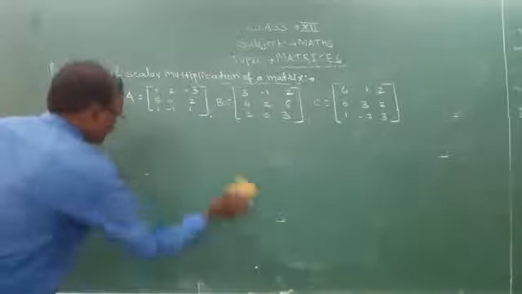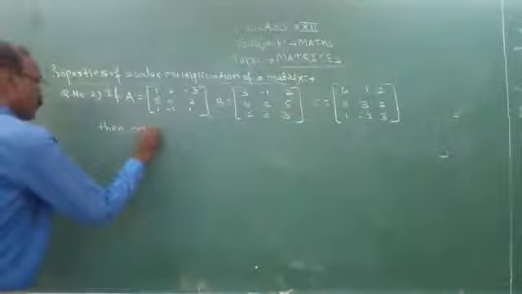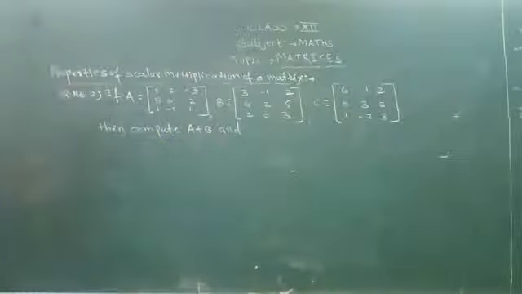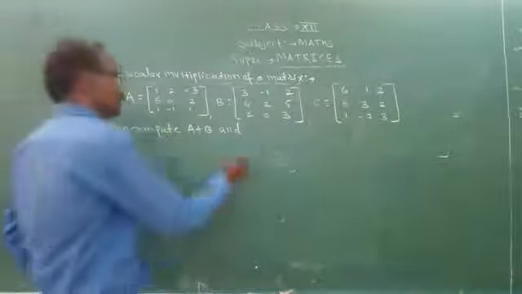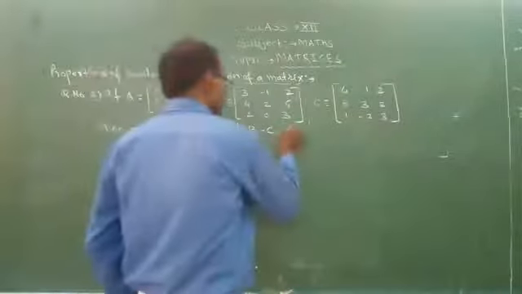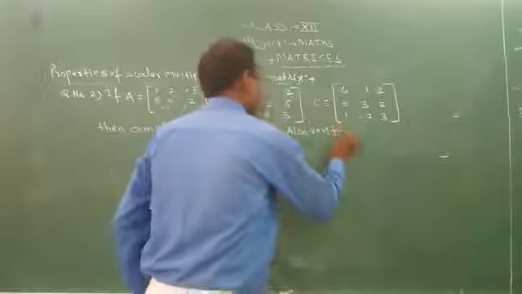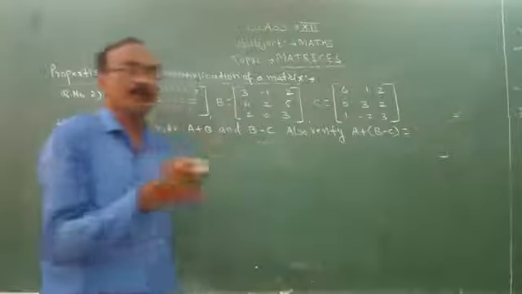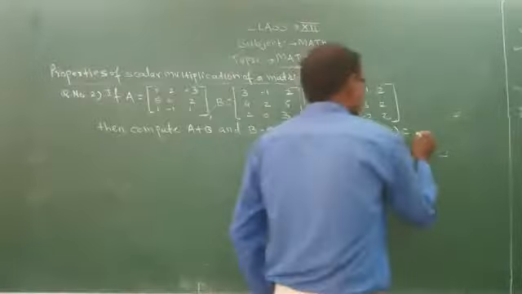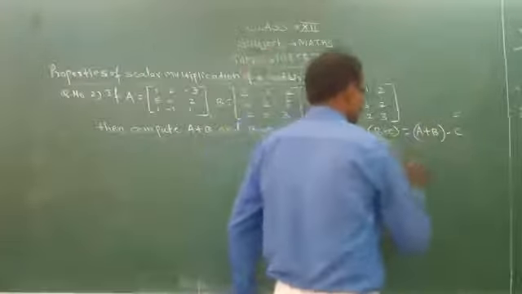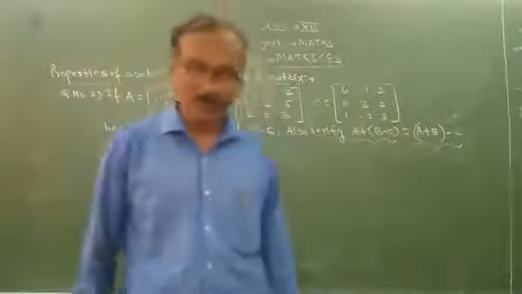Now see what we have to find out here. Compute A plus B, and second, B minus C. We have to find A plus B and B minus C. Also verify that A plus (B minus C) equals (A plus B) minus C. It means you have to find the value of the left hand side and the right hand side. They must be equal. Then we can say that it is verified.